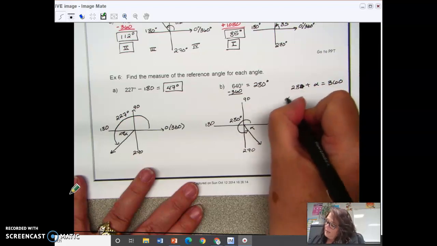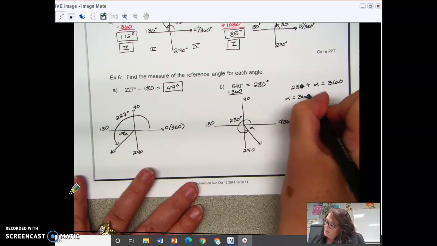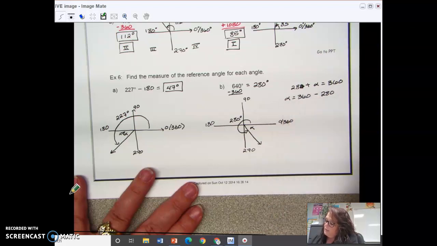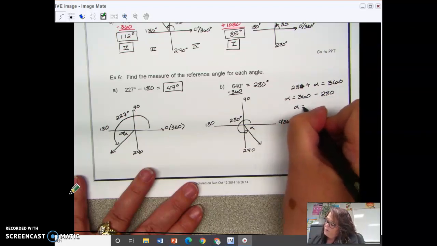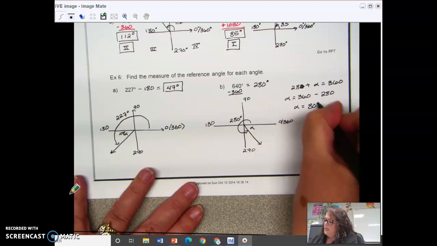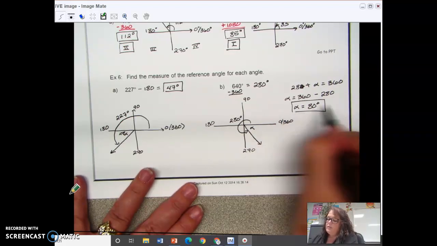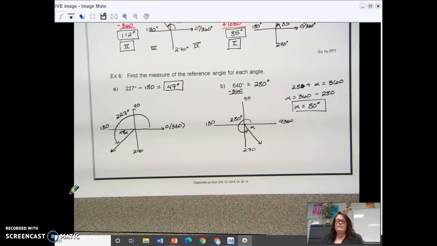So that means that my angle measure is going to be 360 minus 280 degrees, and so I get alpha is equal to 80 degrees. And then again, double check, did you get an acute angle measure? 80 lies between 0 and 90. So I know for a fact that that is an acute angle measure. Okay, so hopefully this makes sense.